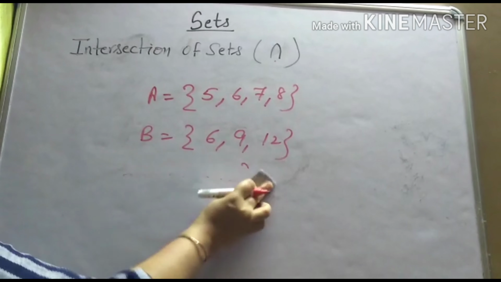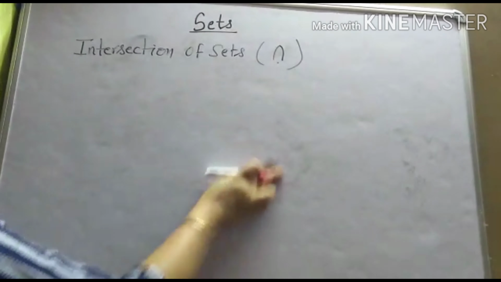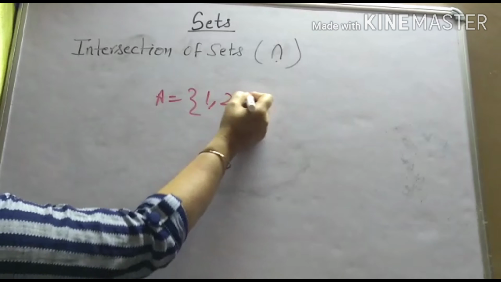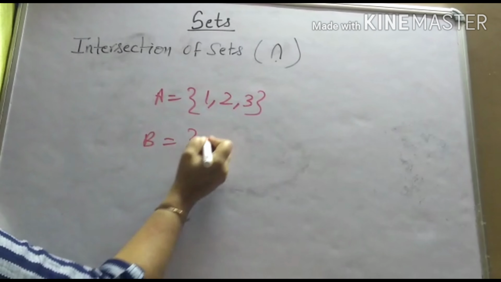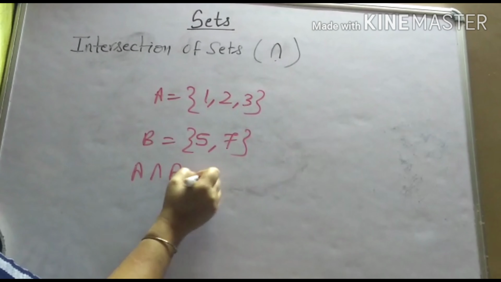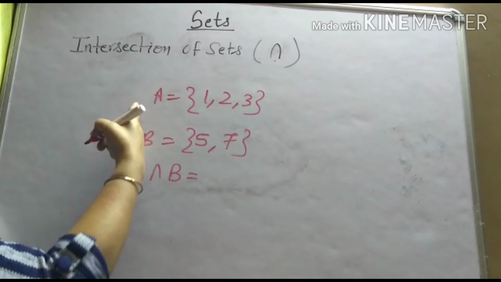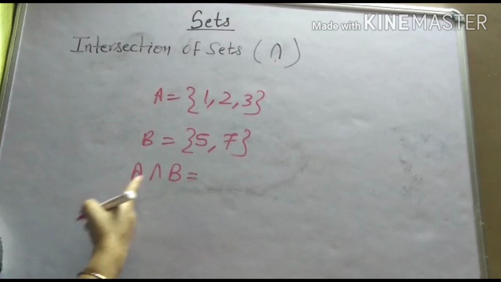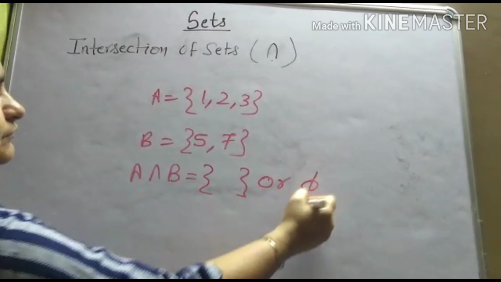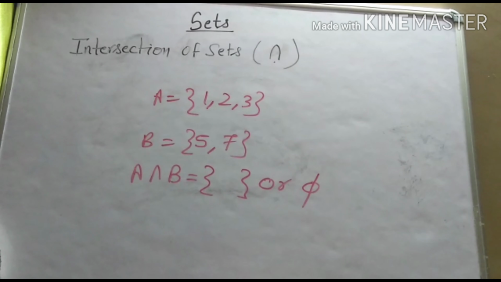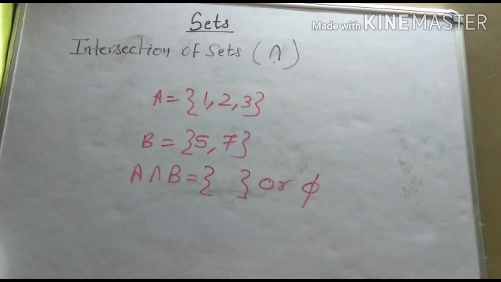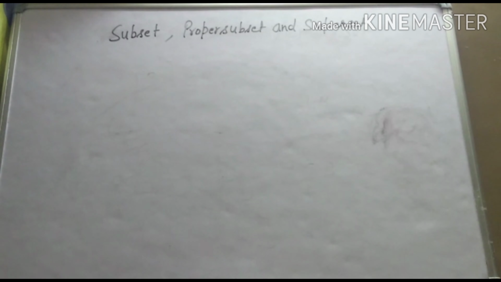Let's take another example. If we have A is equal to 1, 2, 3 and B is equal to 5, 7, then what is A intersection B? Nothing is common in A and B. So A intersection B is the empty set, or we can say phi. Phi means empty set or null set. So A intersection B is phi.